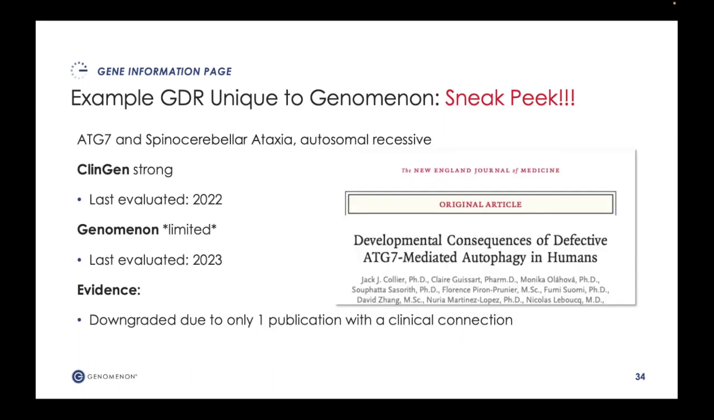Next slide, please. So the third example is for the gene ATG7 and an autosomal recessive form of ataxia. ClinGen identified and curated this association in 2022 and came to a strong classification. Genomenon evaluated this same gene-disease relationship, and there was no additional evidence, newly published or otherwise, that we identified. ClinGen currently has all relevant information identified in their curation. However, due to there being only one publication with a clinical connection between this gene and disease, the evidence supports only a limited classification until further publications bring more insight.